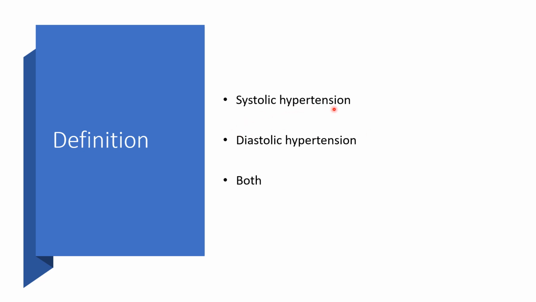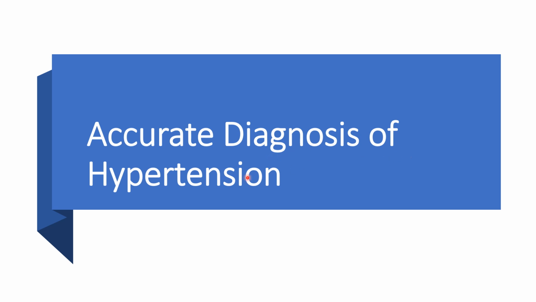Now, there's systolic hypertension, there's diastolic hypertension, and it could be both. Systolic hypertension is when only the systolic part, the upper part, is greater than normal for that age or gender. Diastolic is if the only one at the bottom is the one that is high, and both when both are high. Now, accurate diagnosis of hypertension.